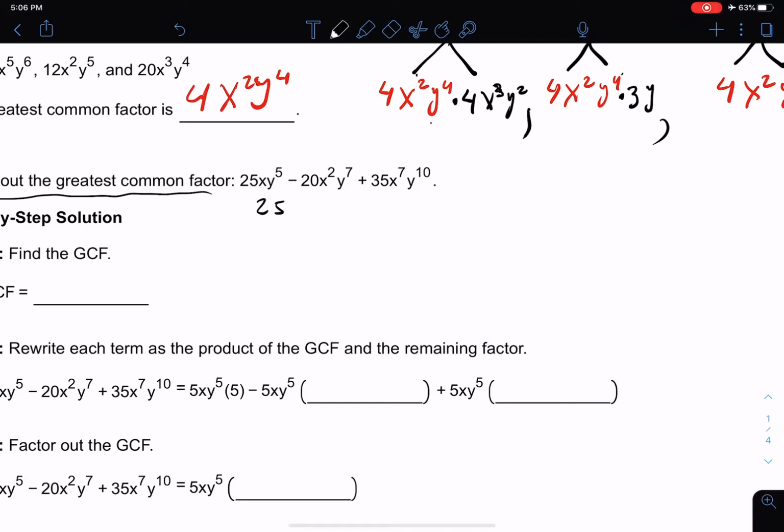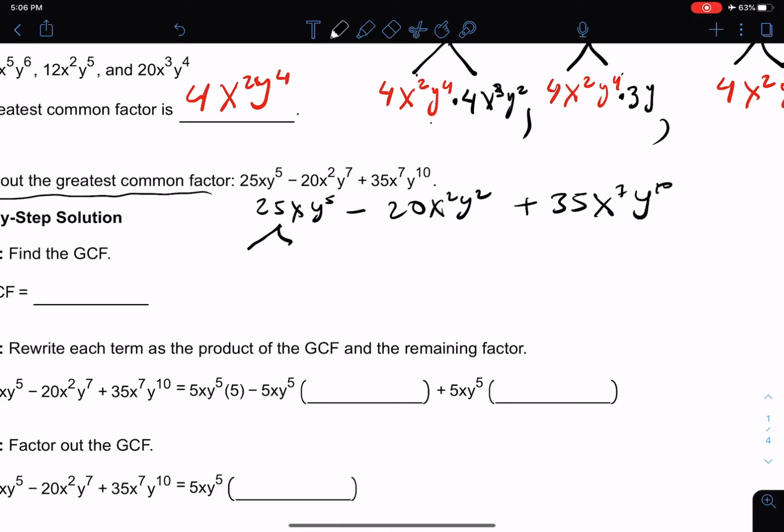So I've got 25xy to the fifth minus 20x squared y to the second plus 35x to the seventh y to the 10th. So what we need to do is factor these down. We'll start with our red, looking for the greatest common numerical factor: 25, 20, and 35. I believe 5 is the greatest numerical factor common to all. Now x to the first, x to the second, x to the seventh: x to the first is the greatest I can take out of each one.